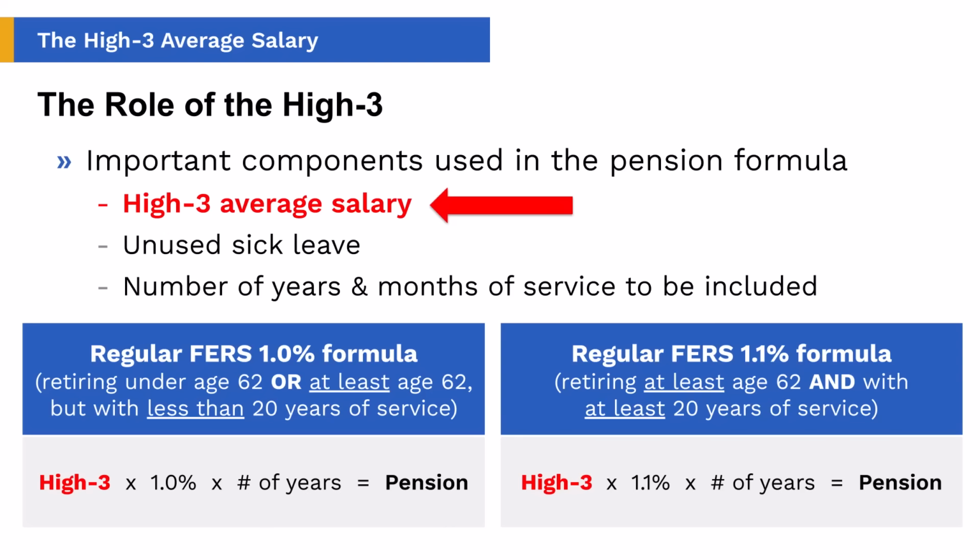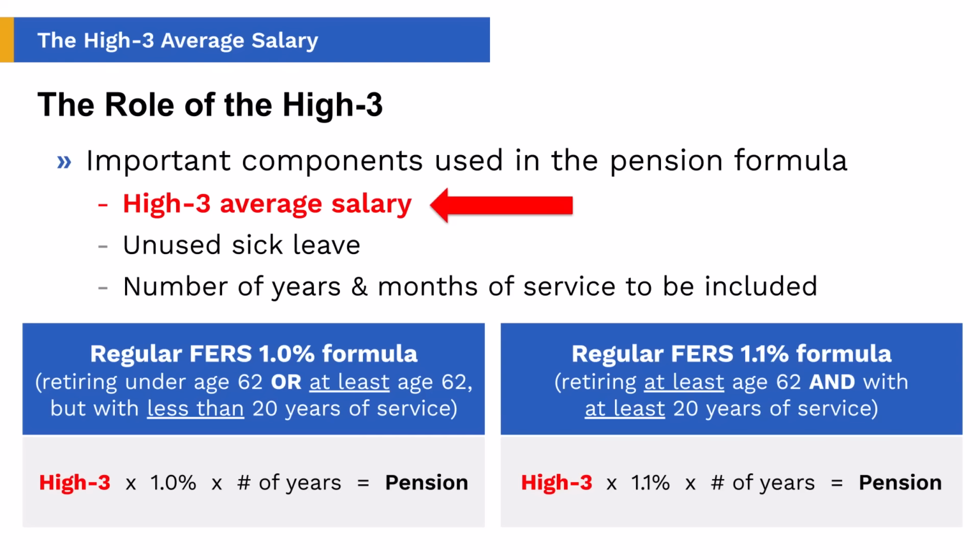In the event that you're able to hang on until at least 62 and have at least 20 years of service, you get to use the formula on the right, which is slightly different. The only part of it that's different is instead of using the 1% formula, we use the 1.1% formula.